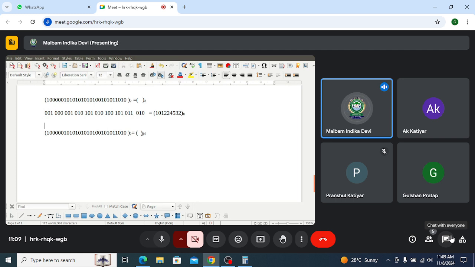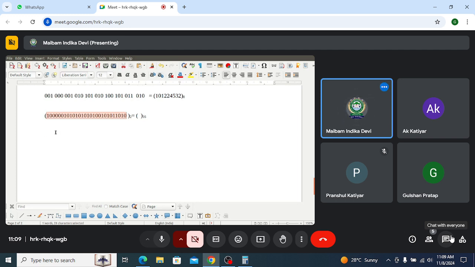Now, if you want to find the hexadecimal equivalent of the same number, it is 2 to the power 4, so 4 bits. You have to group by 4 bits. You start from the least significant bit: 1, 2, 3, 4, and so on. Here proper grouping is there, so no need to add extra zeros. Now you write the hexadecimal equivalent.